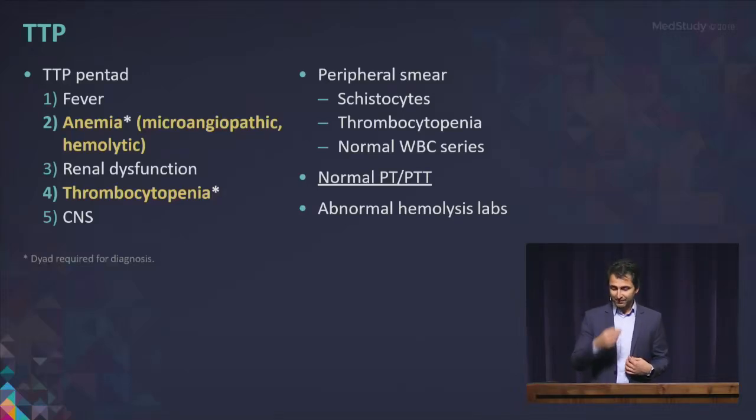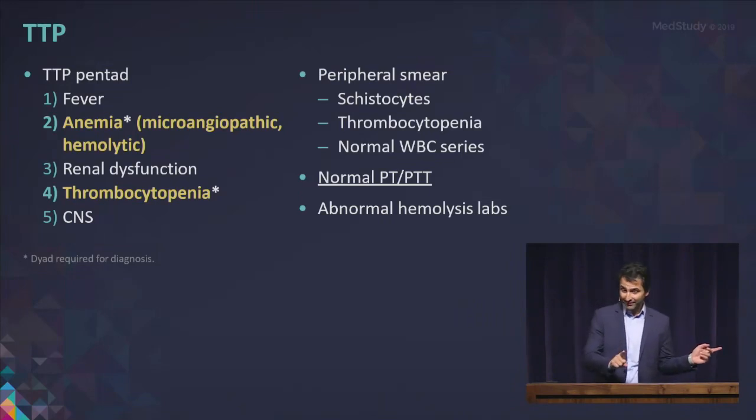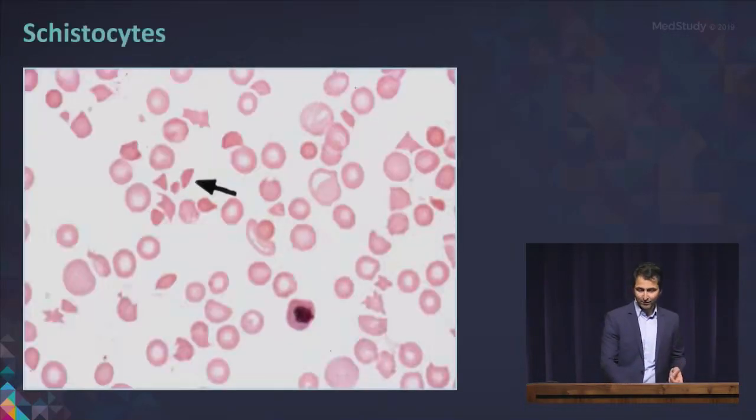They're going to be thrombocytopenic. Their white count will be fine. And they're going to also have normal coags. Okay? So you're already seeing why this looks different from ITP, because I told you in ITP it was just a platelet problem. Here they're going to be anemic, and they're going to have schistocytes on their smear. Okay? And all the abnormal hemolysis labs.